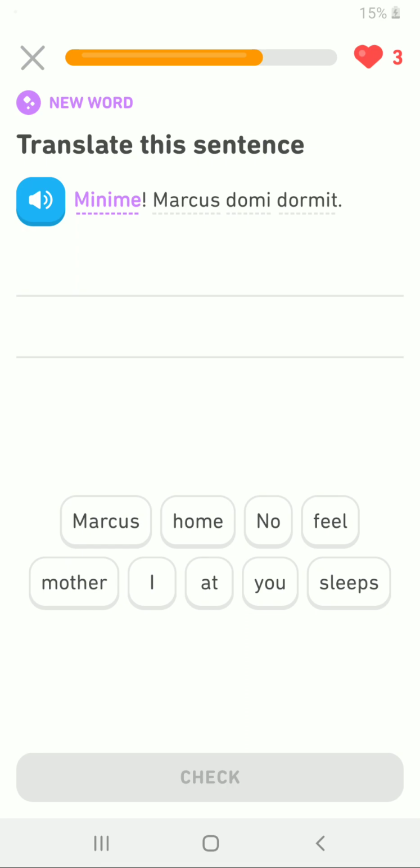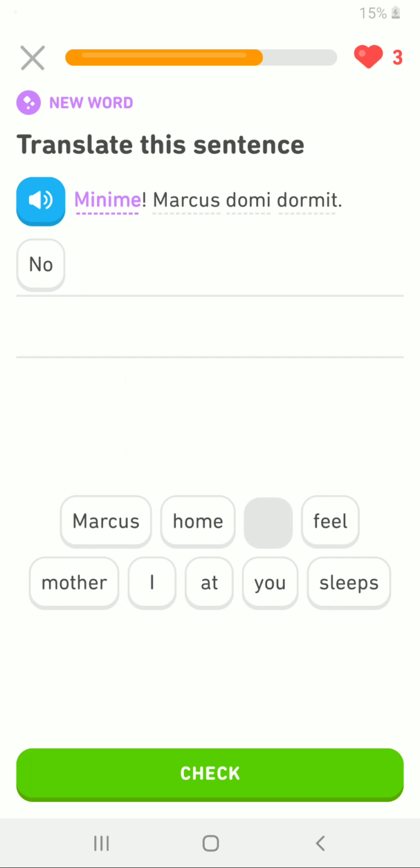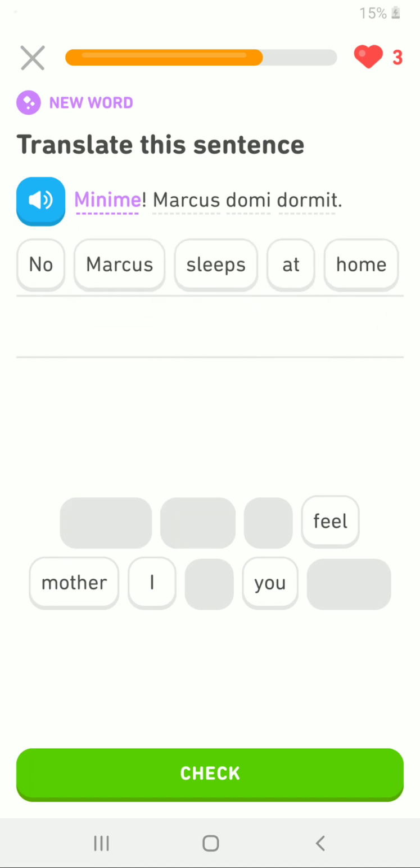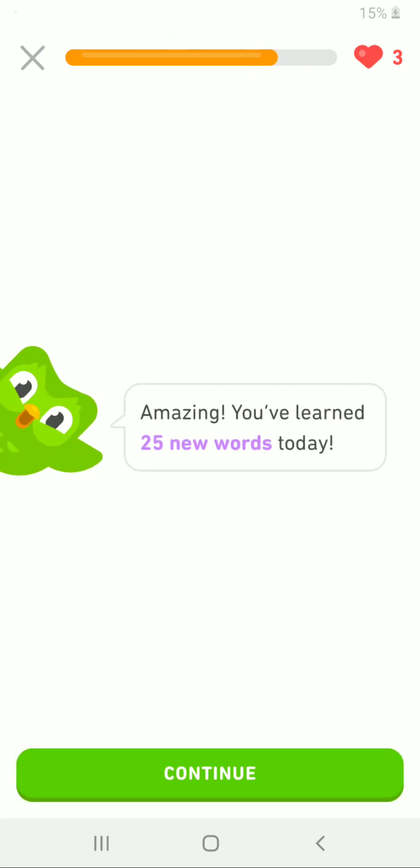So minime. What does that mean? Ita was yes, but minime it's no. Marcus sleeps at home. It might be domus, but here domi, at home. Locative form, yeah.